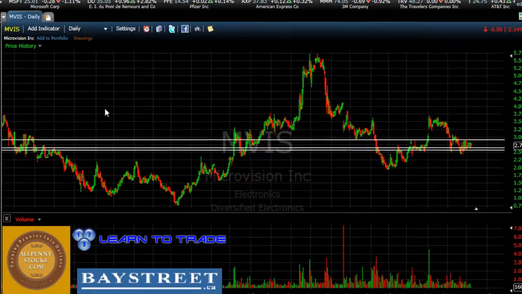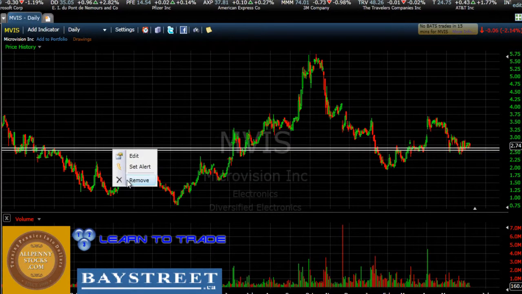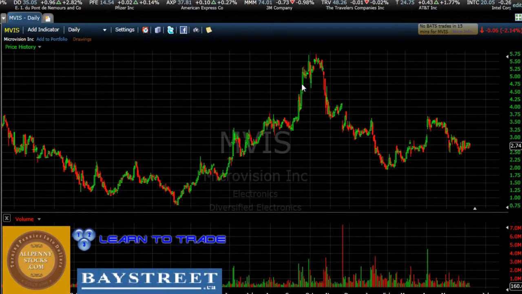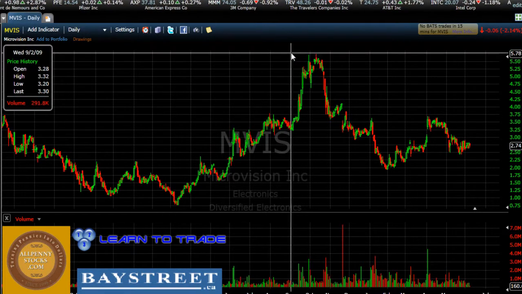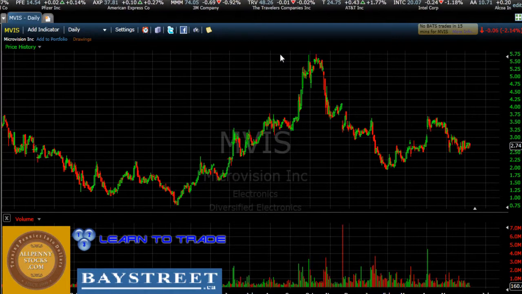Now we're going to spend the rest of our time taking a look at the daily chart to get a better feel for where the stock has been and where it could possibly head in the future. We can see that the highest price movement on this chart occurred in October 2009, all the way up to almost $6 per share. So basically a double in price from where we are right now.